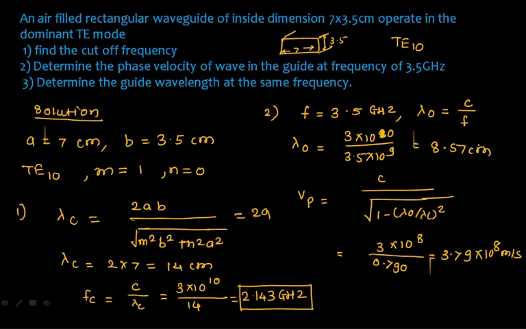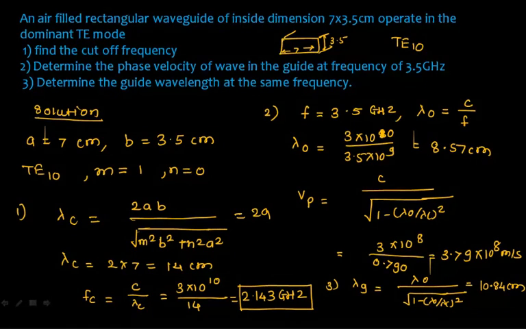Now I have got this phase velocity. What about the guide wavelength? Determine the guide wavelength. So third is nothing but the guide wavelength, lambda G, which is equal to lambda 0 divided by the square root of 1 minus lambda 0 by lambda C, squared. So put all the values, you will get this lambda G as 10.84 centimeters. I have not put it, but you do this. This is how you solve the problem if the frequency is given and you need to calculate the cutoff wavelength, cutoff frequency, phase velocity, and the guide wavelength.